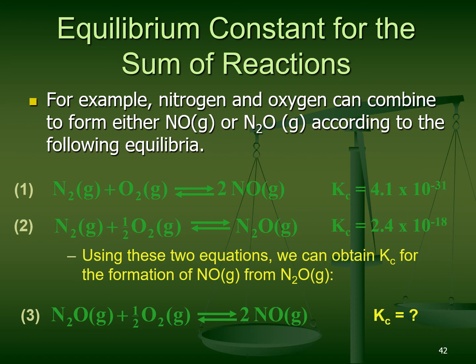Now, we want to get the N2O on the left-hand side. Notice that in equation number 2, the N2O is on the right-hand side. What if we flipped that the other way around? So if we flip that, we have N2O gives us N2 plus 1/2 O2. What do we have to do to the Kc? We have to invert it. So the new Kc will be 1 over 2.4 times 10 to the minus 18, which is 4.2 times 10 to the 17.